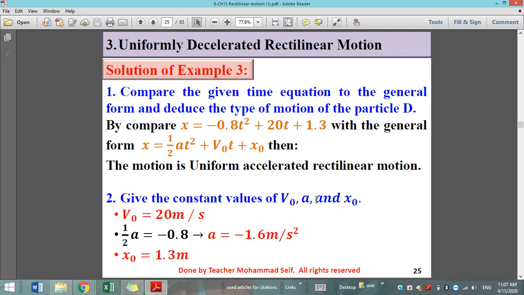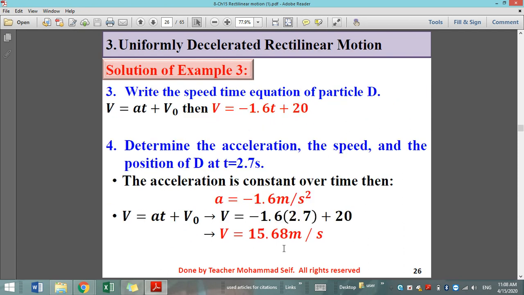Give the constant values of v0, a, and x0. By comparison, the coefficient of t here represents the initial speed, which is 20 meters per second. We must be given here that x is in meters and t is in seconds, so we know that the other parameters are in SI units. So v0 is 20 meters per second, and the whole coefficient of t squared is half a. So we say that minus 0.8 is equal to half a. So a is minus 1.6 meters per second squared, multiplying by 2. And x0 is 1.3 meters.